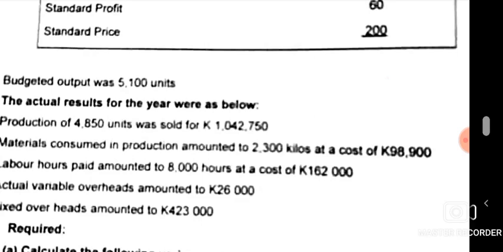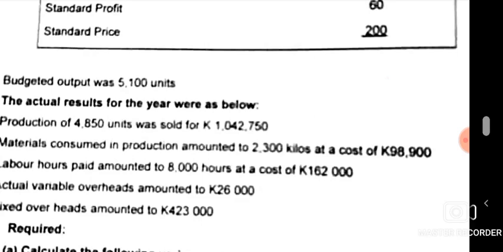Because you're following the formula. The formula asks you for an actual price. And then we said those prices are per kg. So they've given you an overall cost there for material, but that's not what we want. We want a per kg price. So divide 98,900 by the kilograms. Then you get the actual price. So we get 43 actually in this case.